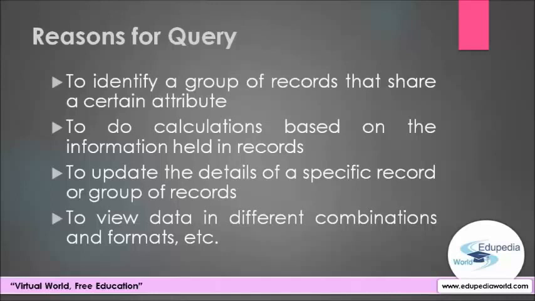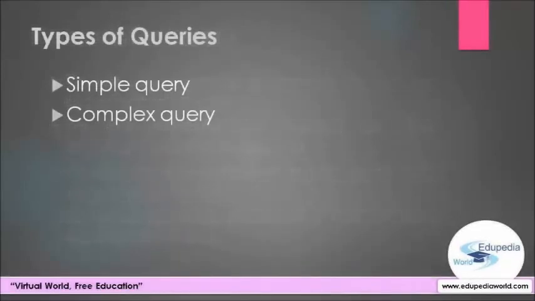The next reason might be to update the details of a specific record or group of records. For example, you may need to assign a new subject to all the students who are following another specific subject. Another reason might be to view the data in different combinations and formats. For example, if you have captured the date of birth of the student, you may need to view their age along with their birthday. Now let's get deeper into queries.